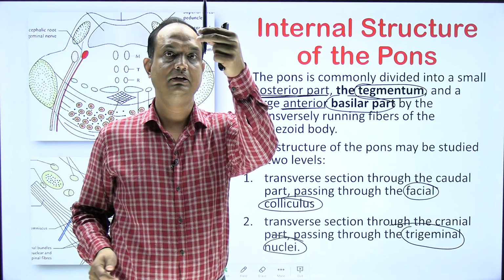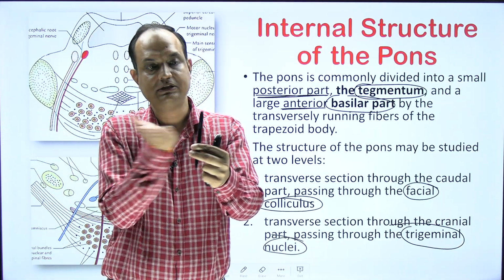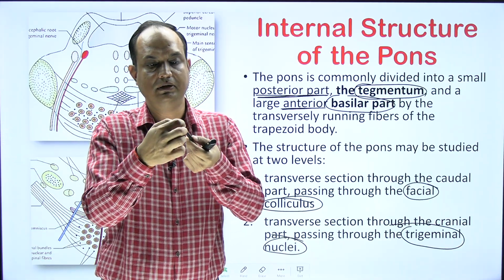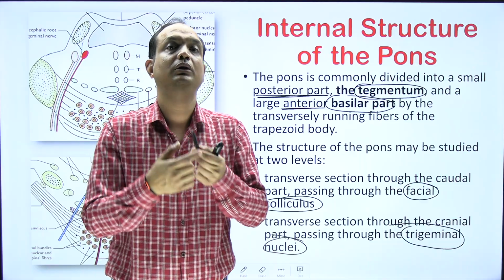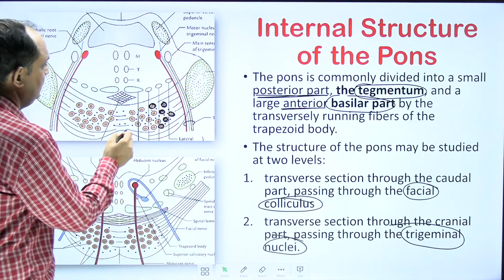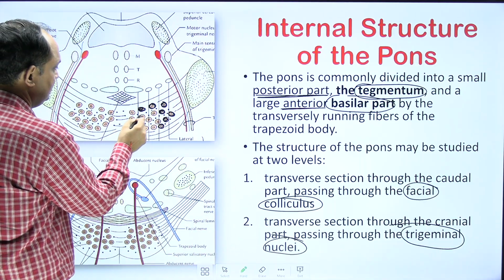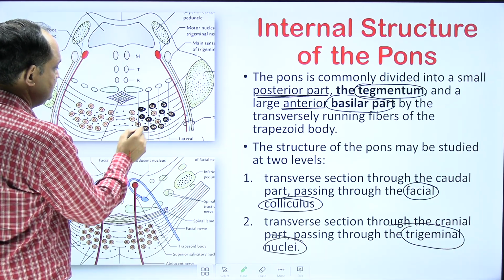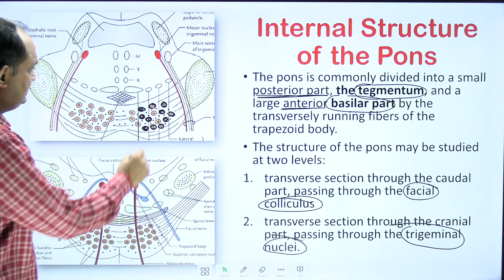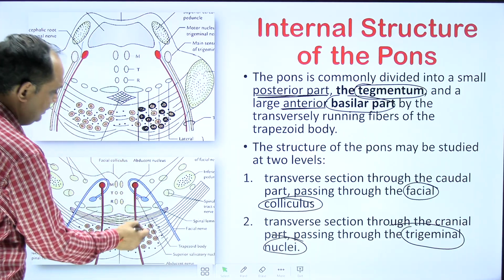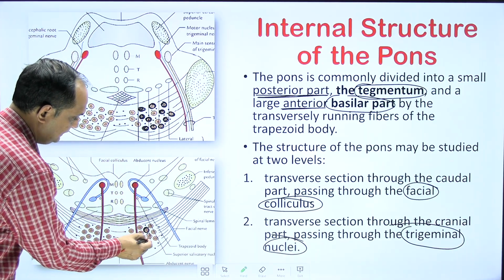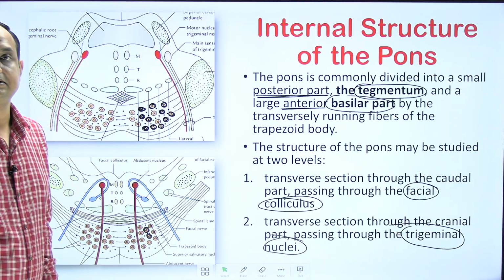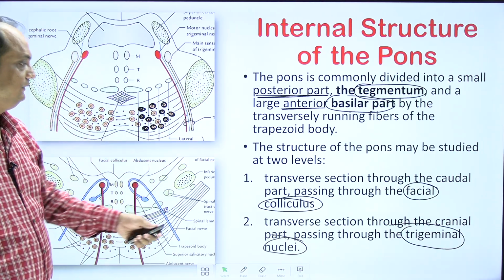Because this is a vertical fiber, if I take a cross section and you see it from the front, you will obviously have a circular outline. So these circular outlines are nothing but the longitudinal bundles, and these longitudinal bundles are the pyramidal tract. You can see that in the basilar part, both sections have these circles. So these are the longitudinal fibers.